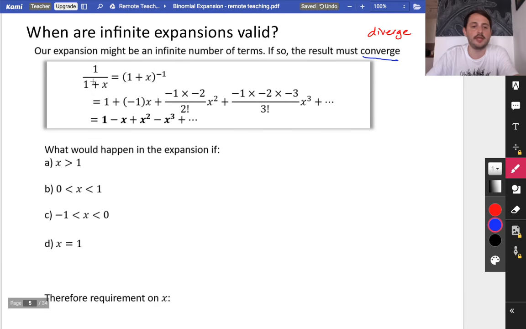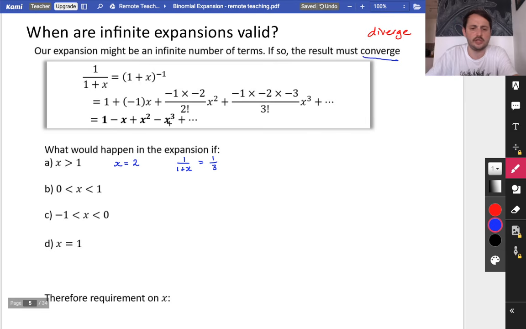So on the previous page, we came up with that 1 over 1 plus x is 1 minus x plus x squared minus x cubed. So we need to think about what would happen to this expansion if x was greater than 1. Well, I don't know. Let's just think of an example. Let's say that we put in that x was equal to 2. We would have on this side that 1 over 1 plus x is just going to be 1 over 3. So we can clearly substitute that in.